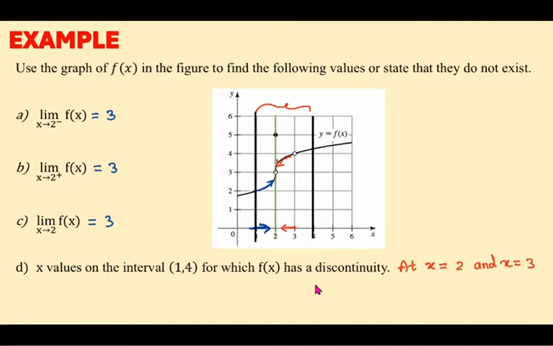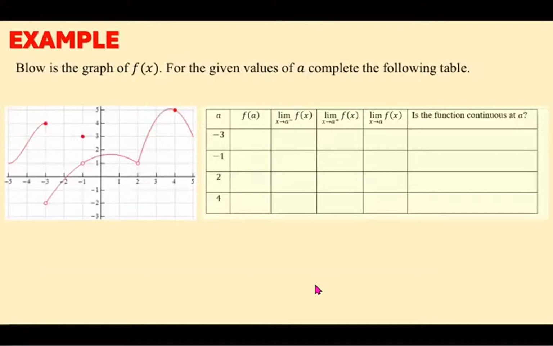Okay, let's look at one more example. So here we have the graph. Below is the graph of f of x, which is given to you. And for the given values of a, these are the different values of a, we have to complete the table. Okay, so let's see how we can do this. The first one is we have to look at -3. At -3, here is -3. So if you want, you can draw a vertical line there like that.